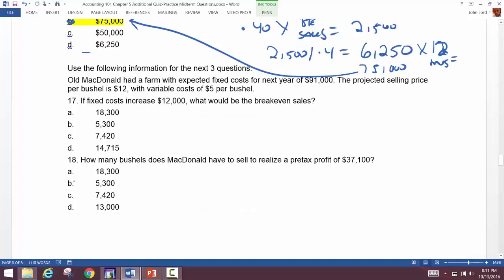And what? They had expected fixed costs for next year of 91,000. Projected sales price per bushel is 12. Variable cost is $5 per bushel. And they want us to say the break even in units if fixed cost increase $12,000. Who wants to set this one up?